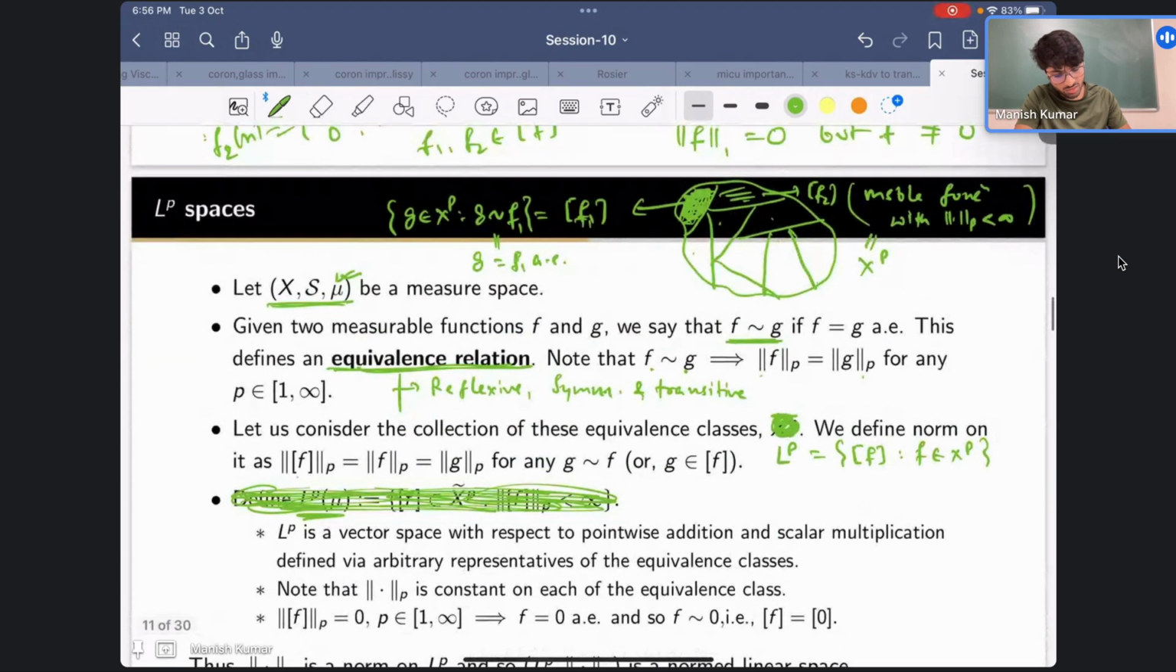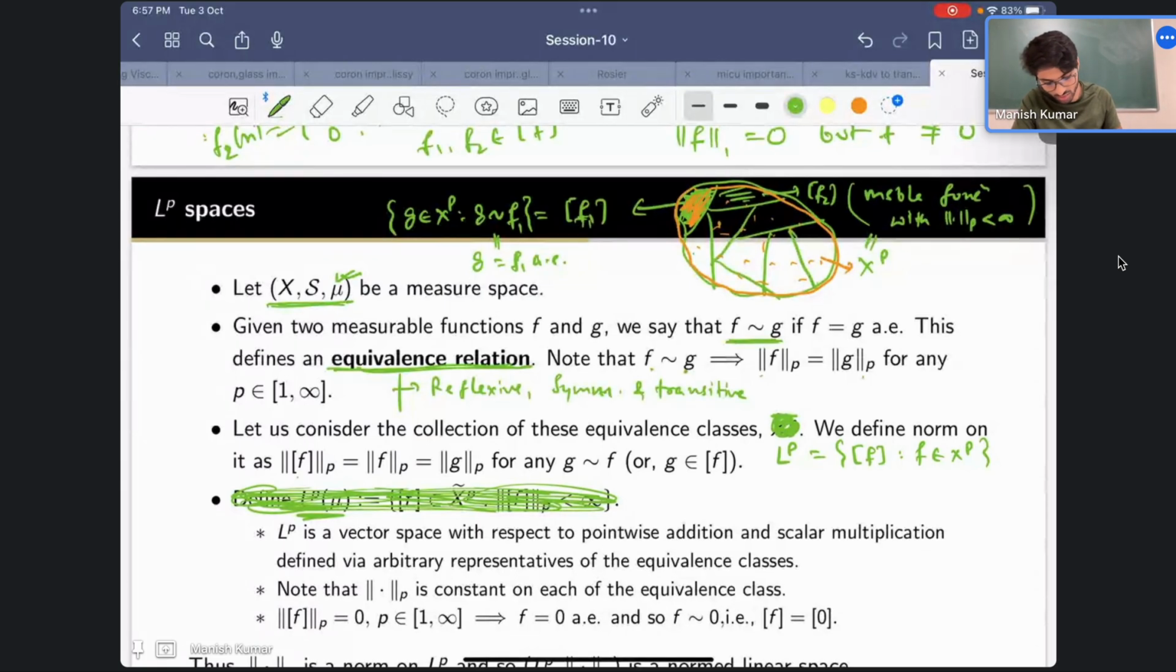This should be clear from this picture, right? All the elements in here are in X^p, but this class is one element of L^p. So that's the definition of L^p, and on this L^p space we define a norm.